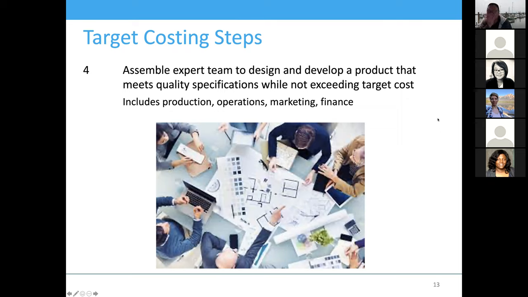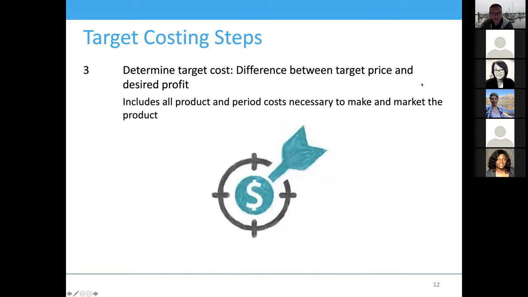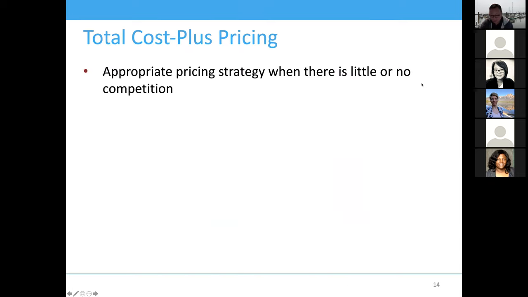Okay, so that's the target costing. This is pretty straightforward, right? Nothing really too hard to understand, right? If you are fine with target costing, let's go to the total cost plus pricing. Total cost plus pricing. Okay, so what I just talked about is there is a competitive market, right?